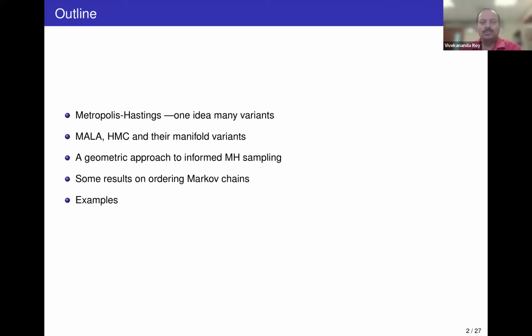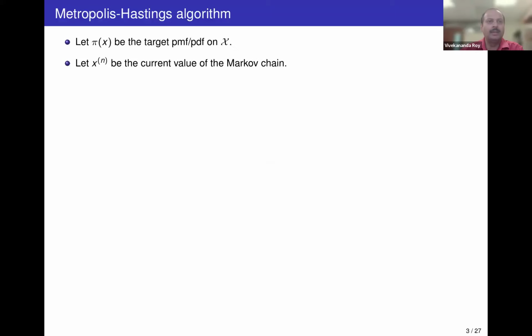Then I'll talk about some results for comparing Markov chains with the same stationary distribution. These are some general results, which we will then use to compare the proposed geometric MCMC method with some other algorithms. And finally, I'll give a bunch of examples to demonstrate the performance of the proposed algorithm.